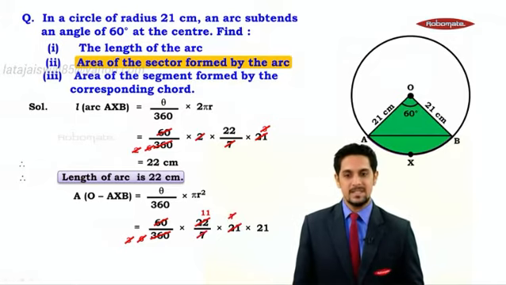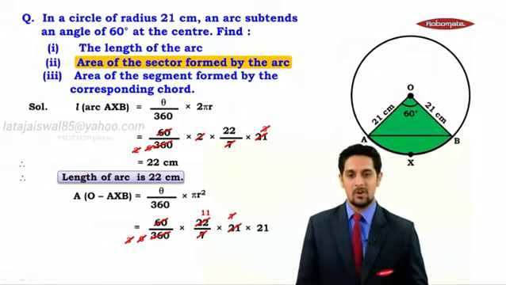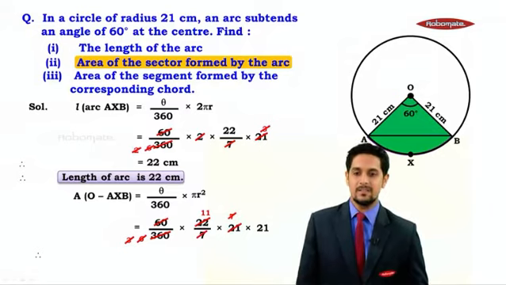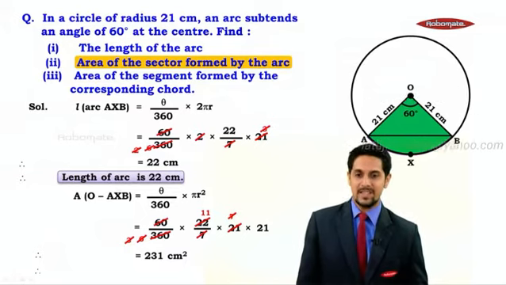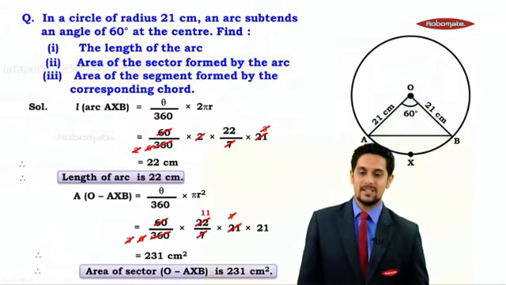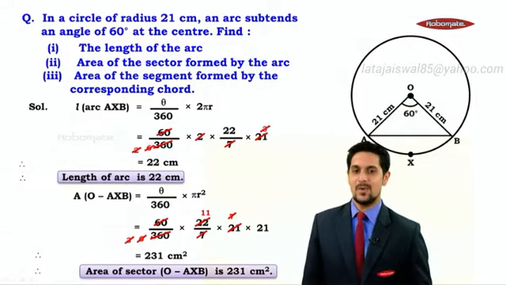The terms 7, 7 get cancelled and the product of 11 into 21 gives us the value for area of the sector, that is 231 centimeters square. Now we can say the area of the sector O AXB is 231 centimeter square.